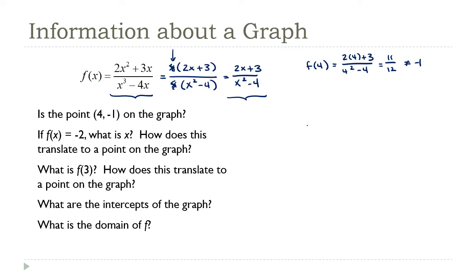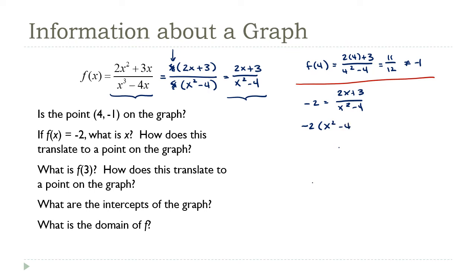So my second question here: when f(x) equals -2, what is x? So let's replace f(x) with -2. That's going to be (2x² + 3x)/(x³ - 4x). Well, sorry, we'll use our simplified version. I grabbed the original. Let's do (2x + 3)/(x² - 4). So let's multiply it by the x² - 4.